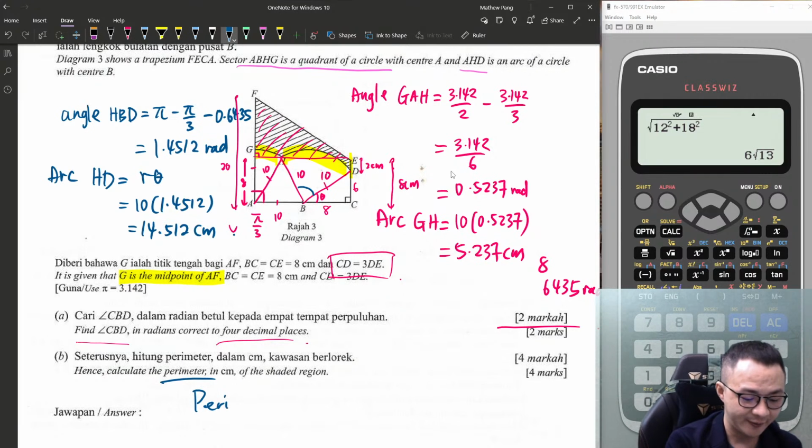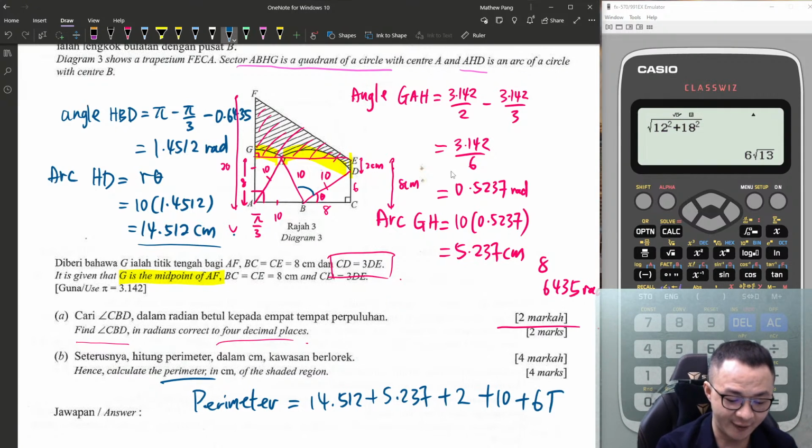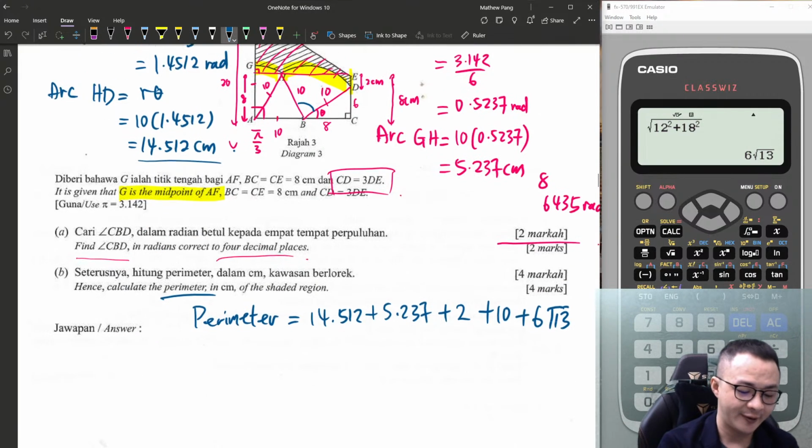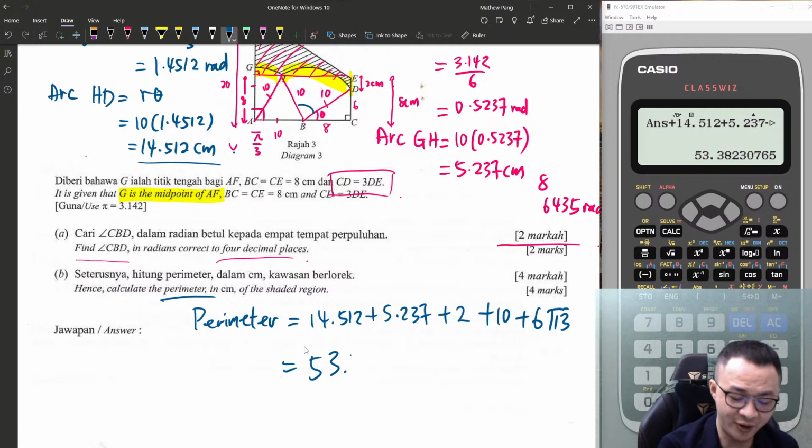So the perimeter of the shaded region is equal to this arc length 14.512 plus this arc length 5.237 plus 2 centimeter plus 10 centimeter plus root 613. Then I add all of them, and it's 53.38 centimeter.